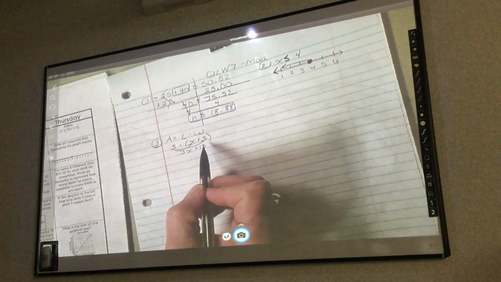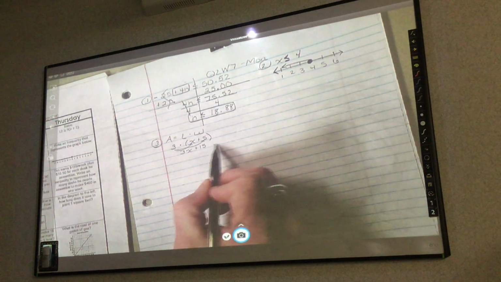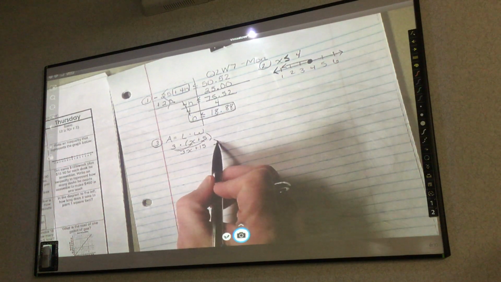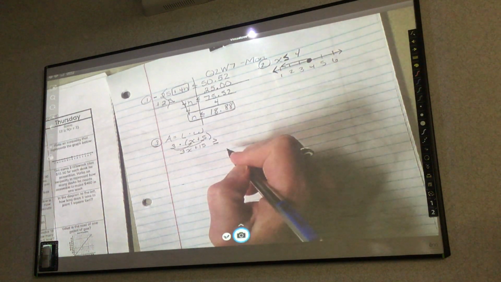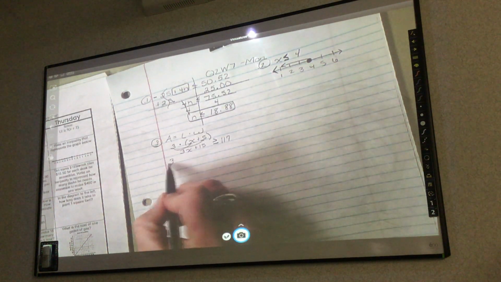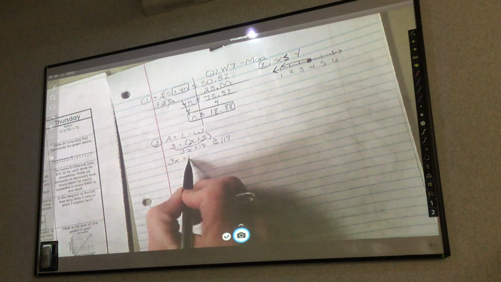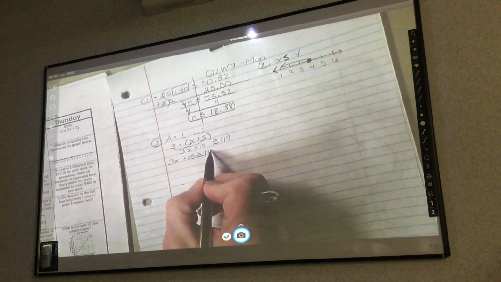And it says it needs to be at least, so it can equal that or be greater than. So it's greater than or equal to 117. So I'll just rewrite that a little bit neater: 3x plus 15 is greater than or equal to 117.